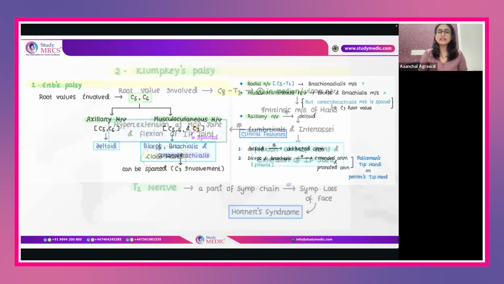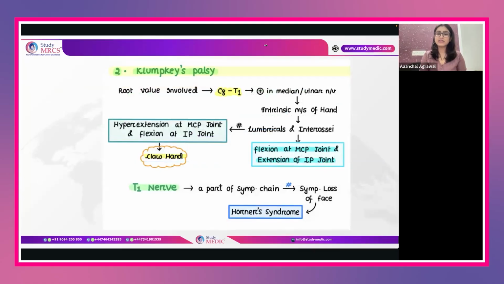Okay, then the next nerve injury, that is Klumpke's palsy. What happens here? That was in the upper half of the brachial plexus. Here the injury will be in the lower half, that is C8 and T1. So mainly which two nerves will be injured? Your median nerve and the ulnar nerve. Okay, so what are the functions of the median and the ulnar nerve?